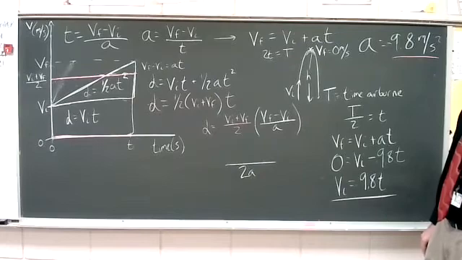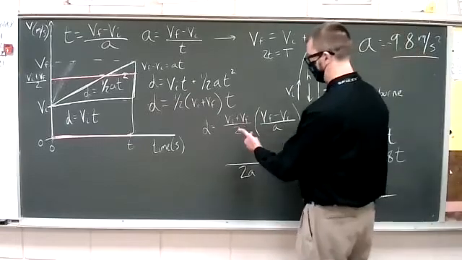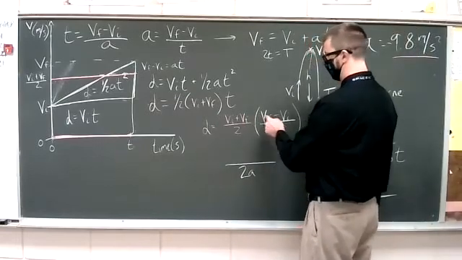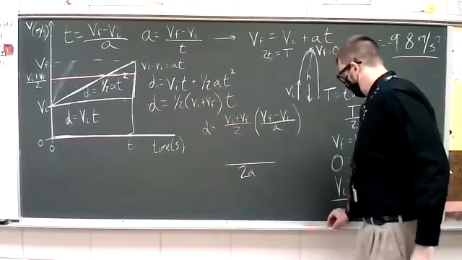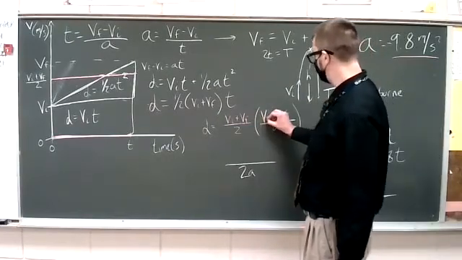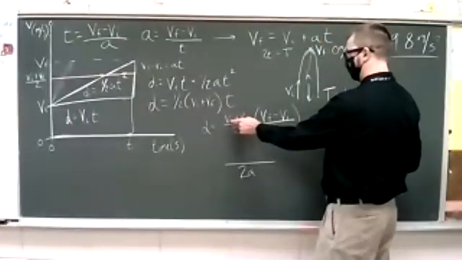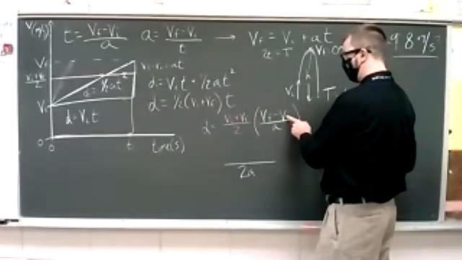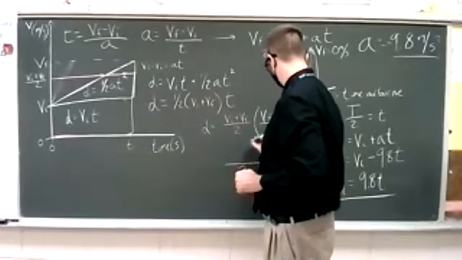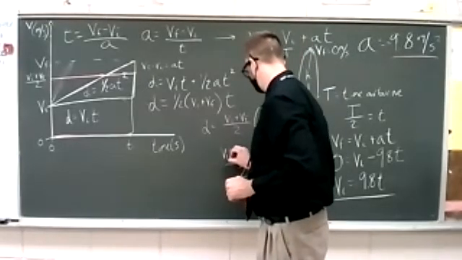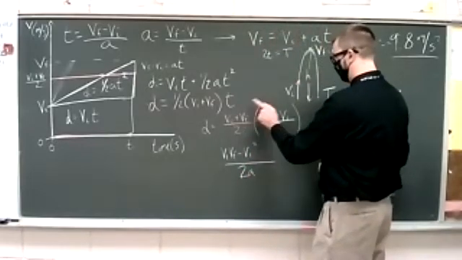Whoa, that looks like you could FOIL that. Do you guys know how to FOIL? FOILing is a certain way to distribute, right? So first, outside, inside, last. That's what we're doing here. VI times VF is going to be VI VF. VI times negative VI is going to be negative VI squared. So we have VI VF minus VI squared. That's the first and the outside.